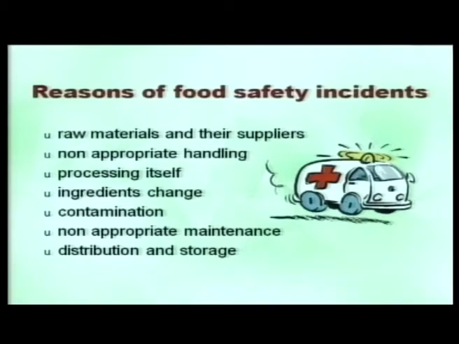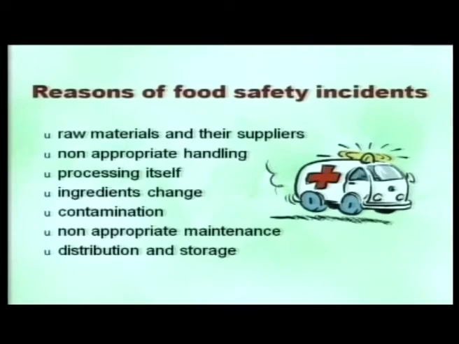Sometimes the processing itself results in food safety incidents. For example, if an additive is added above the prescribed level, it may lead to problems. If in processing we do not use the correct combination of time and temperature, it may lead to a problem. There are changes in the ingredients. Sometimes we forget and don't follow the right ingredients, which may result in food safety incidents.